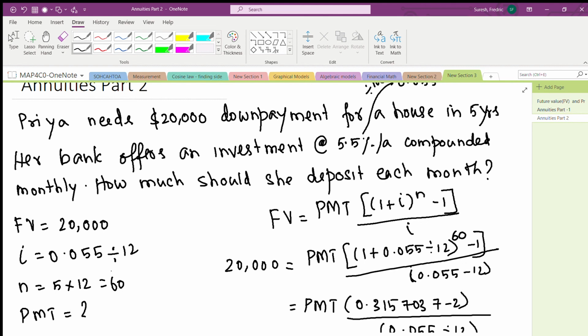The key idea in all these annuities, part 1, part 2, that you need to recognize is to know which formula to use in which situation.